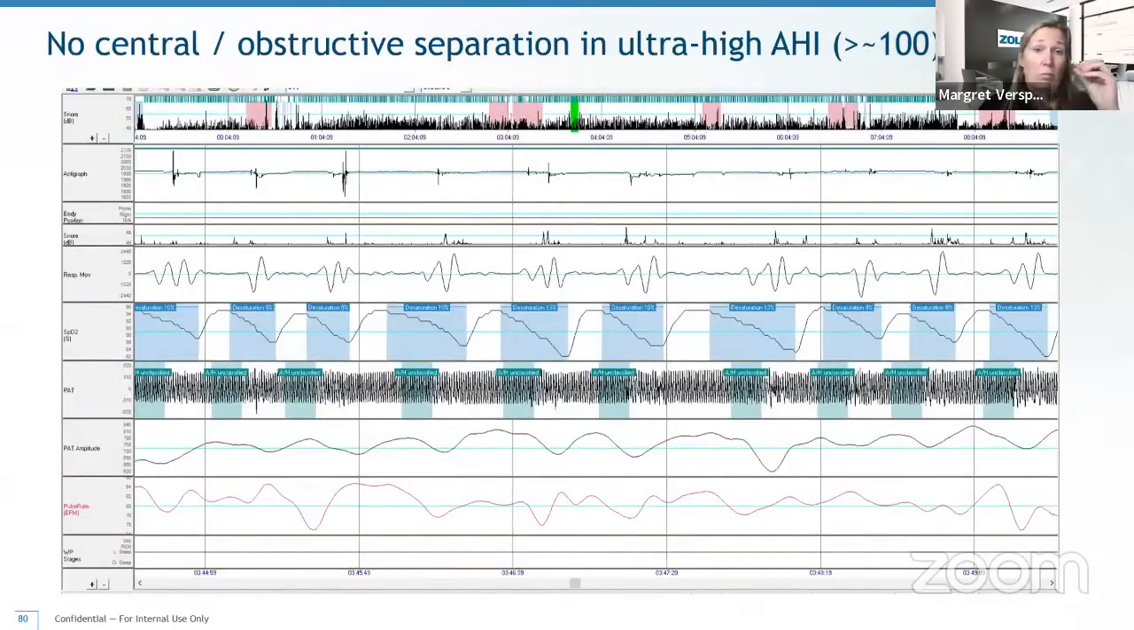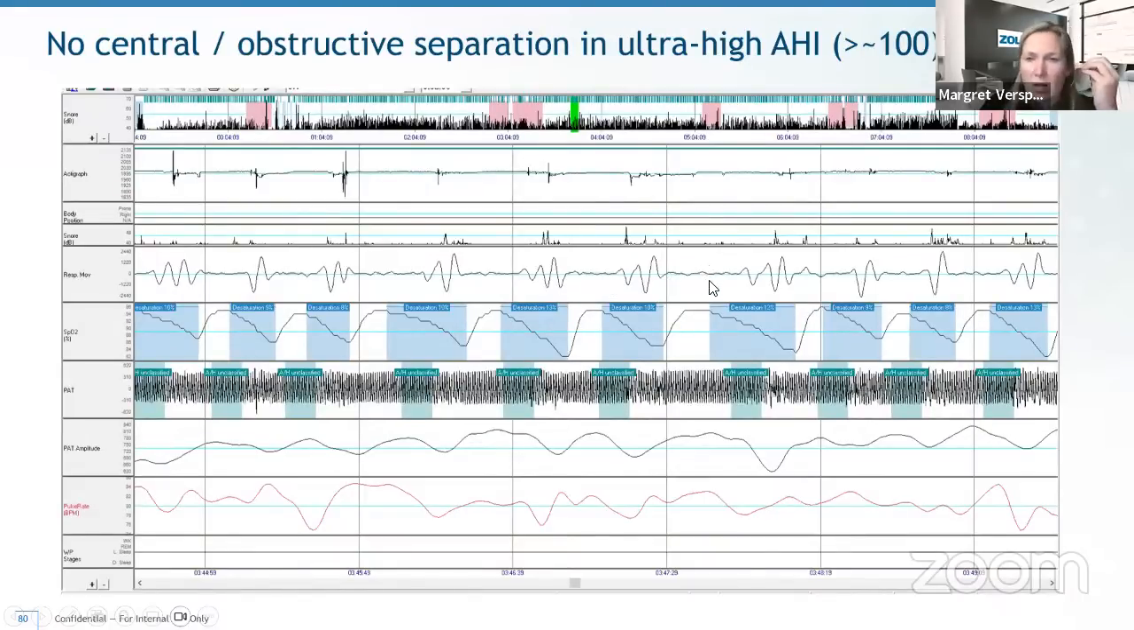This is another case in a patient with a very severe, ultra high AHI, also above 100, a lot of events scored. And this is a small window, a 5-minute window from this patient, where we can see a specific breathing pattern. So we see very short central events, one or two breaths. For a short central, one, two, three breaths. So this is two, three breaths. It's very typical. Yes, it's central.